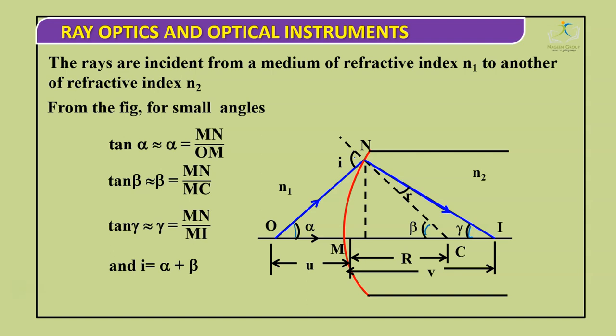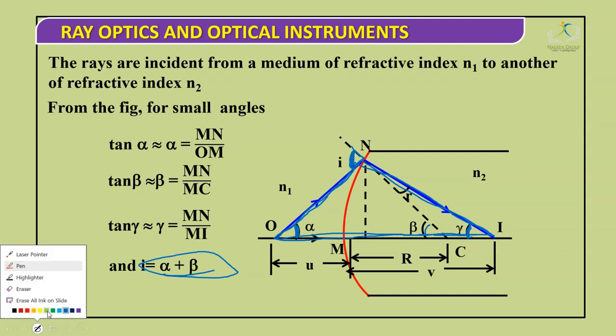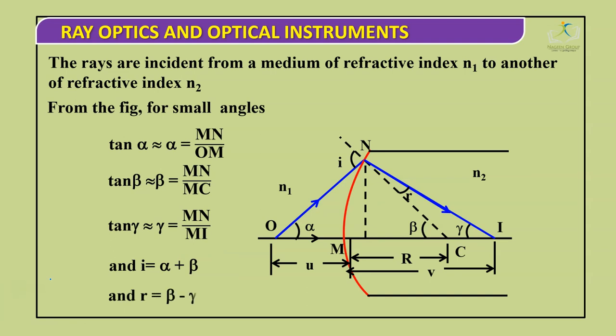So from here, as you can see, by the exterior angle theorem, this is a triangle, and the two interior angles are equal to the exterior angle. So the two internal angles must be equal to the external one. So i is equal to alpha plus beta. I hope you understand how I actually write it.